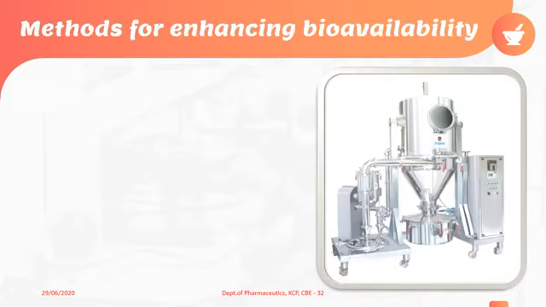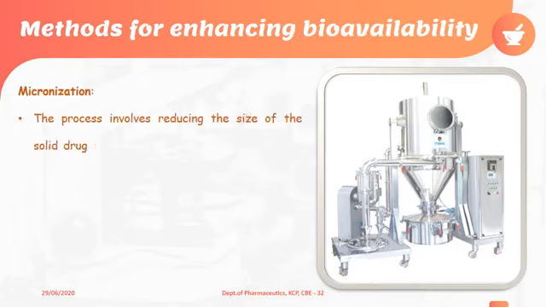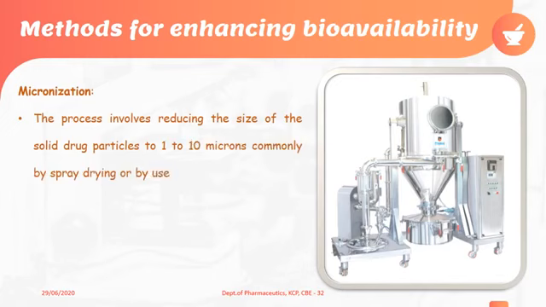To enhance bioavailability, there are several methods, around 12 methods we are going to discuss today. The first one is micronization. Micronization mainly involves reduction of size: reducing the size of solid particles to 1 to 10 microns, mainly by spray drying or by the air attrition method, the fluid energy mill. By any one of these methods, we will be reducing the size to 1 to 10 microns.